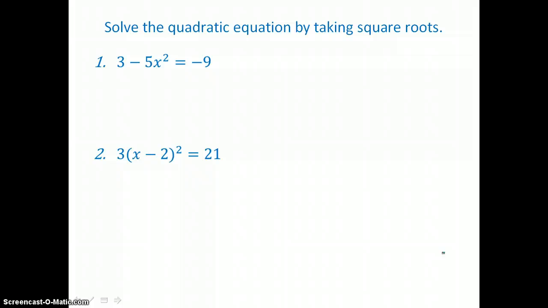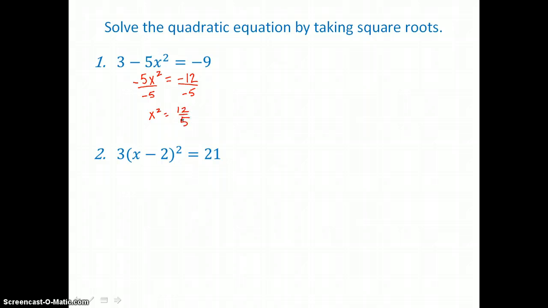Okay, in the next two examples, we want to solve the quadratic equation by taking square roots. If you look at this first quadratic equation, there's no x term in this equation. So that means we could get x squared alone. To do that, I'd first subtract 3 from both sides, getting my x squared term alone on the left. Over here I have negative 9 minus 3, that's a total of negative 12. And then divide both sides by negative 5 to get x squared alone. So I'm going to have x squared is equal to 12 fifths.